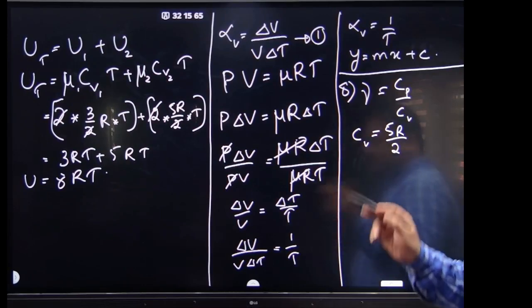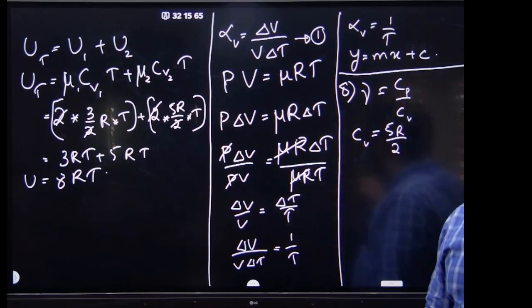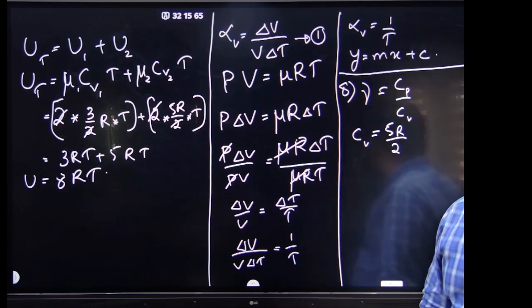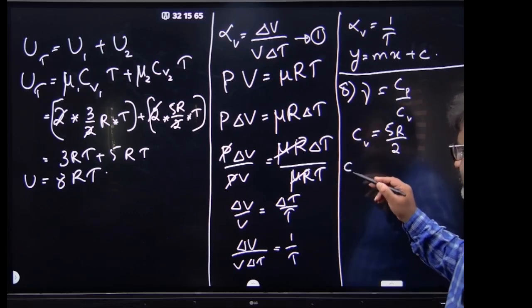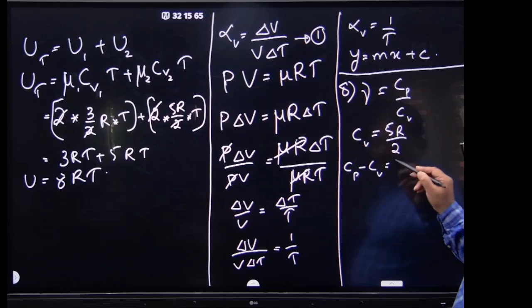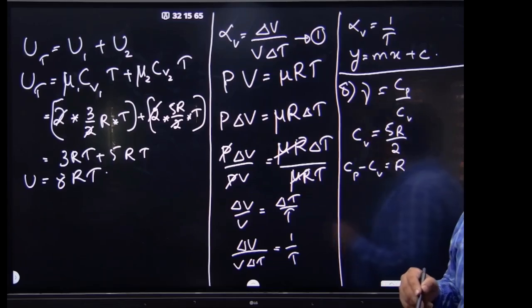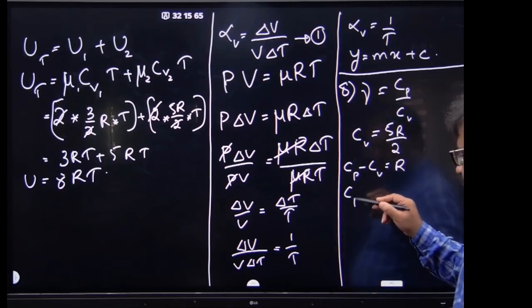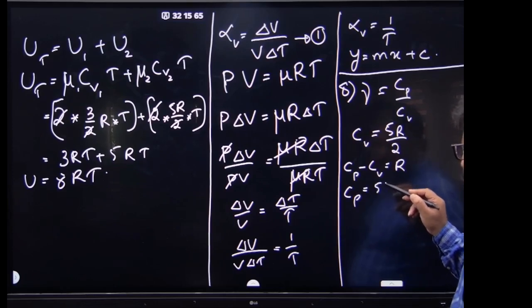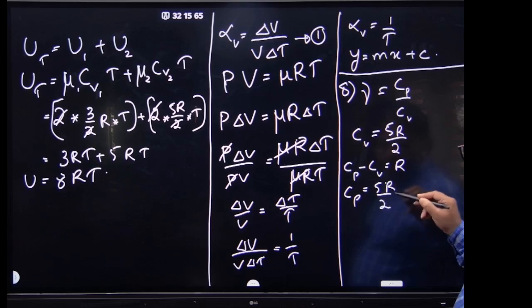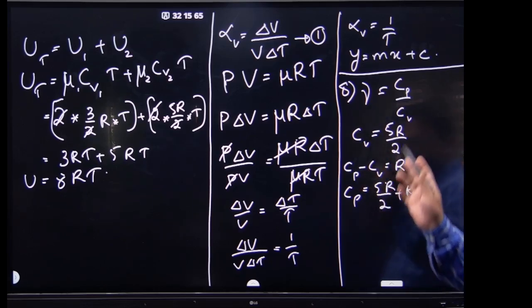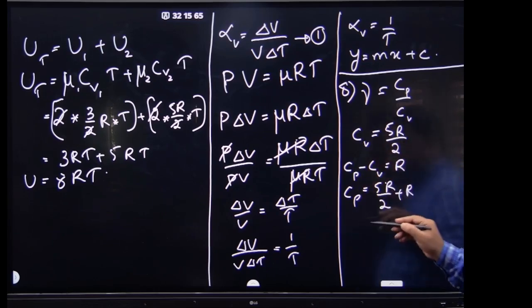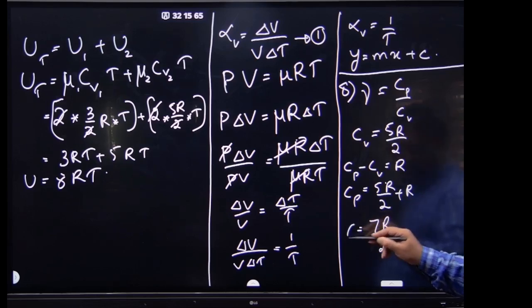Now to find out Cp, we make use of an equation which we call Mayer's equation. The Mayer's equation is Cp minus Cv is equal to R. That means Cp is equal to Cv plus R. Now what is Cv? 5R by 2 plus R. So that is equal to 7R divided by 2.